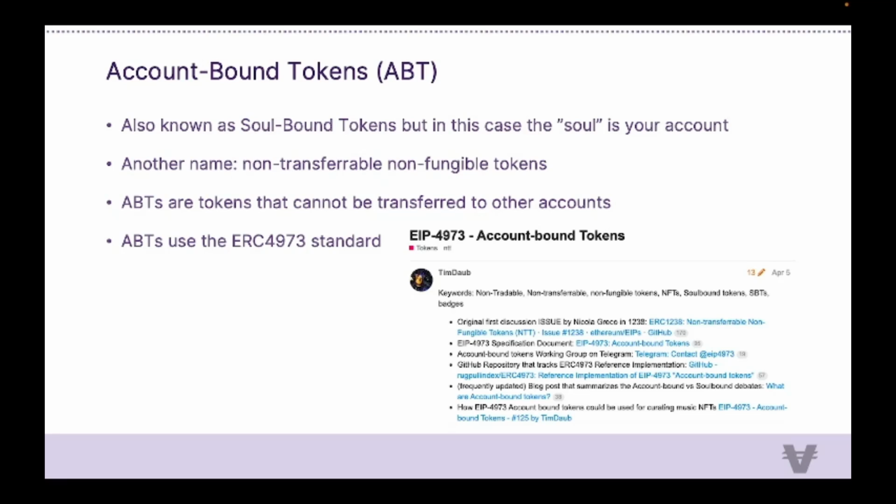And the ABTs use the ERC 4973 standard, which arose from the EIP 4973. So the Ethereum Improvement Proposal 4973 about account-bound tokens is a very interesting thread of discussions initiated by Tim Daub, and he created this token standard.